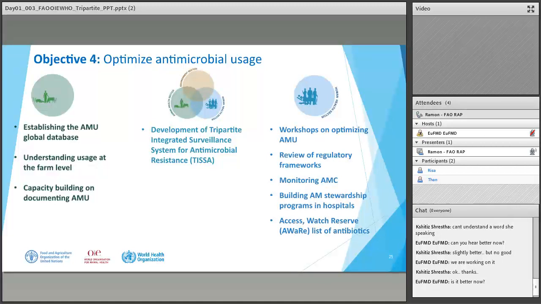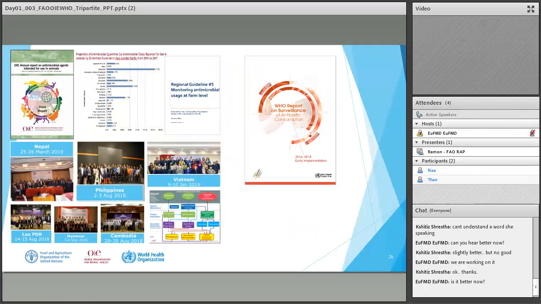About the integration of these two things, the tripartite is working hard on bringing all these things together. Finally, we are talking about integrated surveillance systems. I think there is still time to go to that level. But I think Tricycle is a good start for this integrated surveillance in antimicrobial resistance.